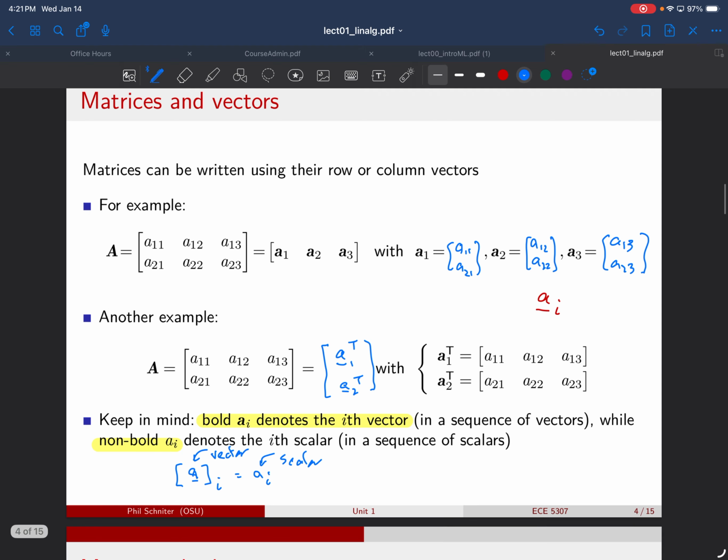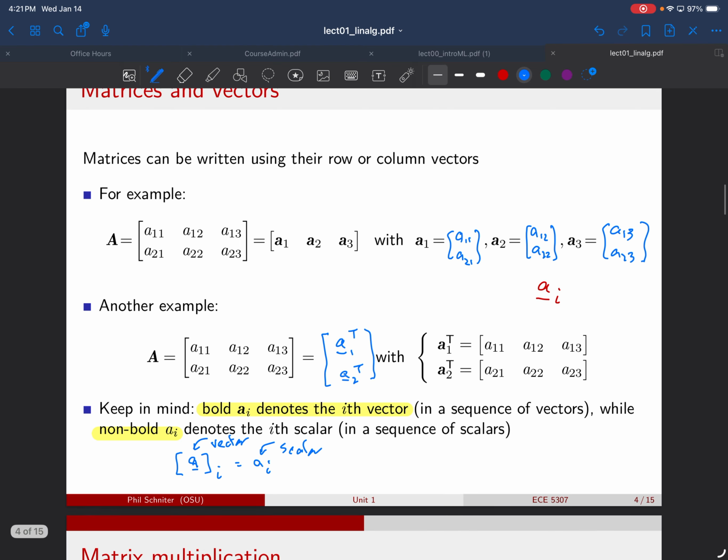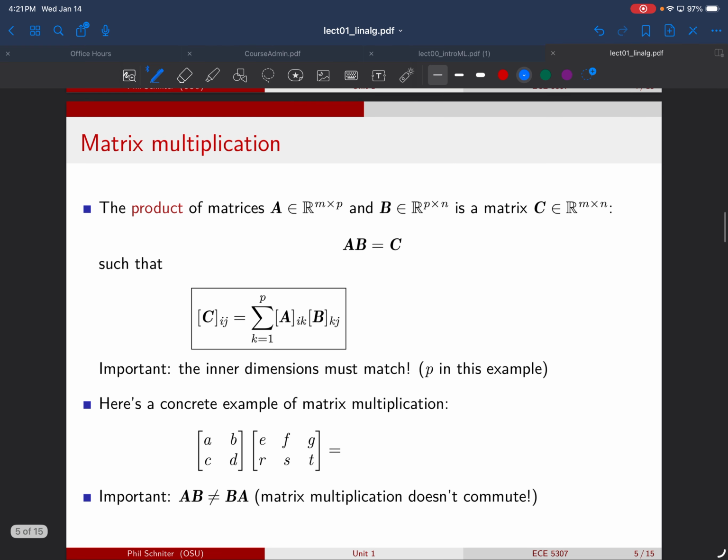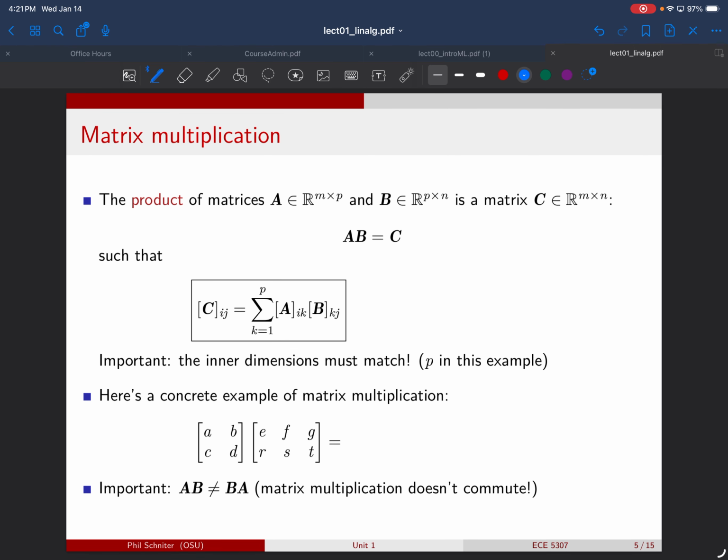Any questions so far? Okay. So the thing we'll see most often with linear algebra is multiplication of matrices or possibly vectors. A vector, you can basically say, would be like a matrix with one row or one column. So it's just a special type of matrix.